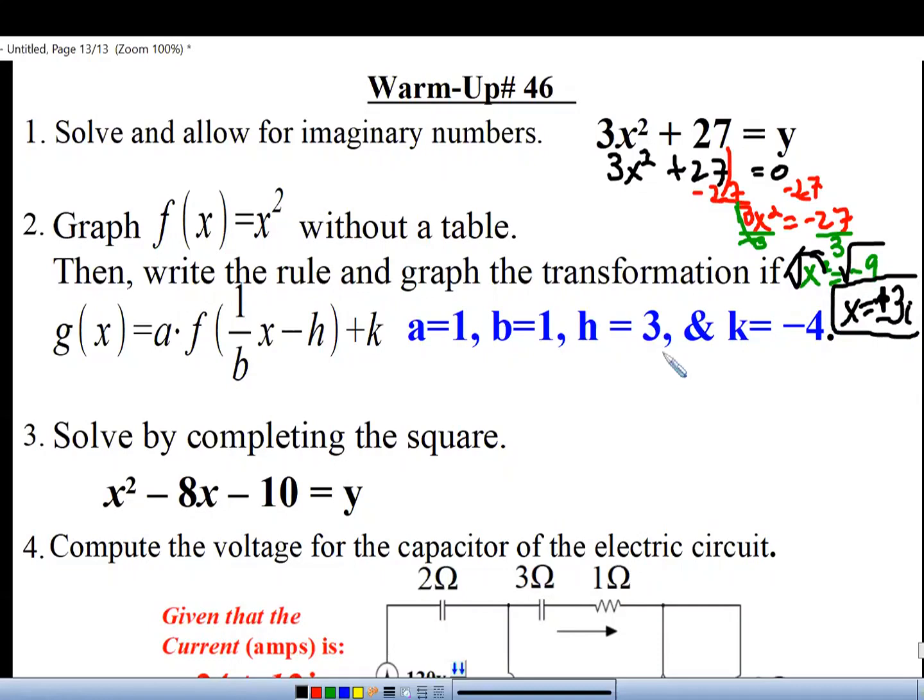It says graph f of x equals x squared without a table. By now we should be experts at this one. But here it goes again. Here's my coordinate plane. And once again, we have x, f of x. And to graph, we usually use the domain -2, -1, 0, 1, 2.